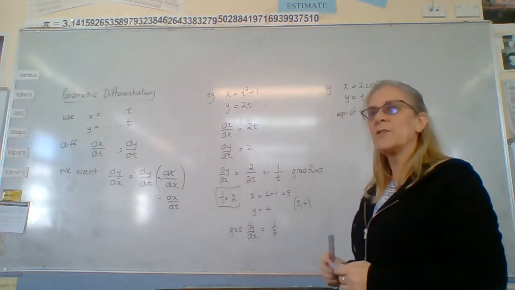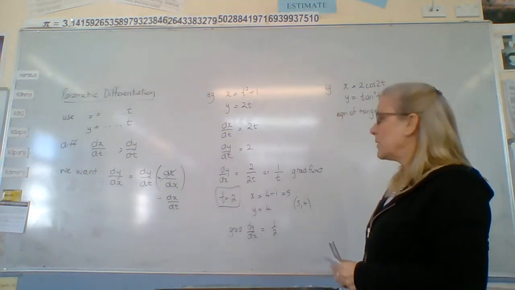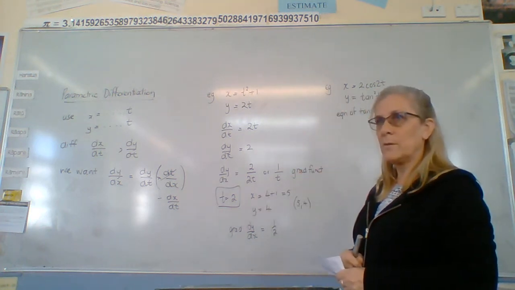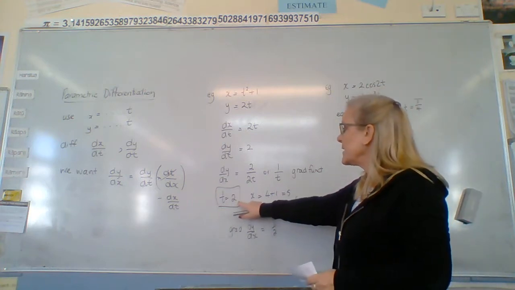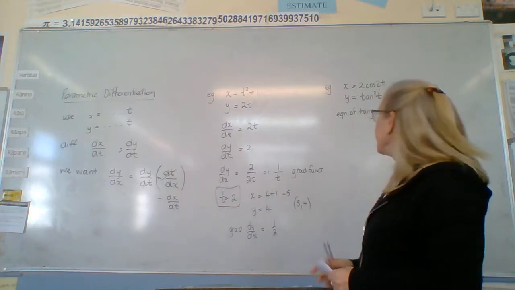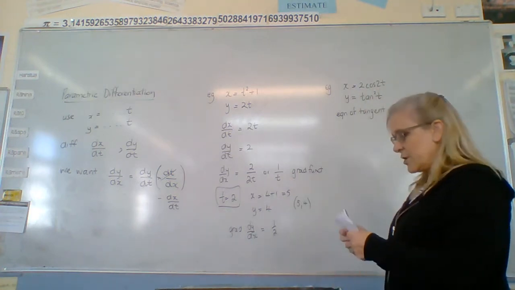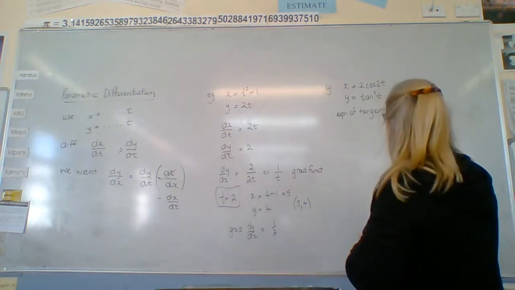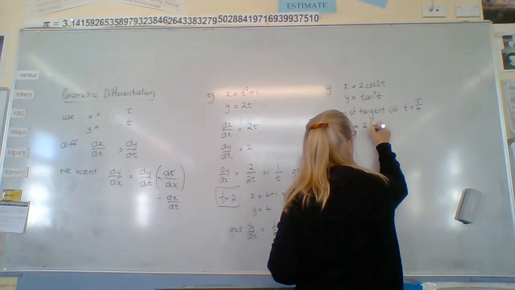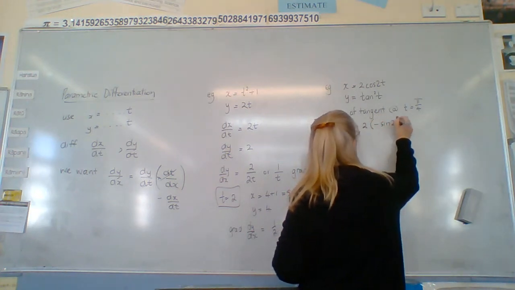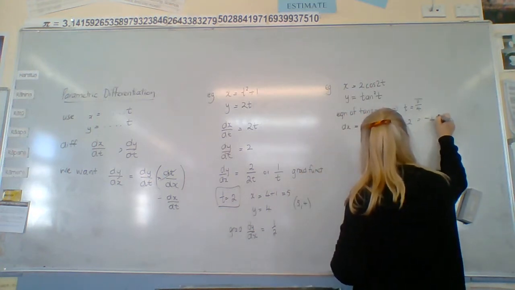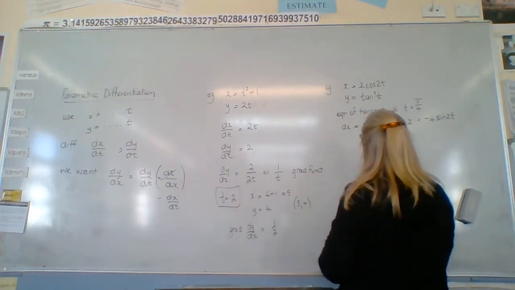All right, Rachel. 1 over 2. All right, we put t in 3 places. 1 for x, 1 for y, 1 for dy by dx. Okay, so we've got this question here. So we want to go through it and we want to differentiate x first. So in this case, I'm just going to tidy it up a little bit.